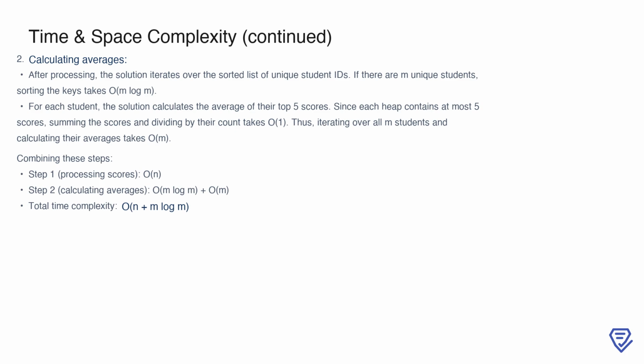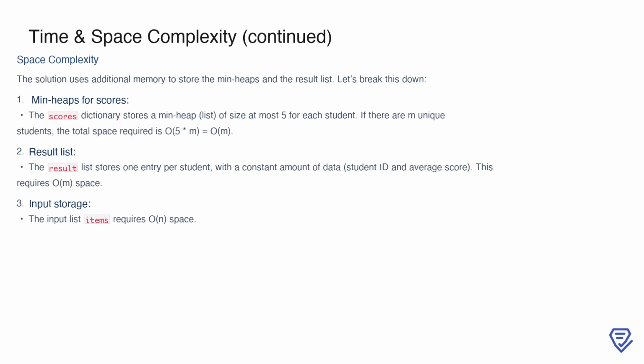Combining these, the first step of processing scores takes O(n), and the second step of calculating averages takes O(m log m + m). The total time complexity of the solution is thus O(n + m log m). Now, let's analyze the space complexity of the solution.